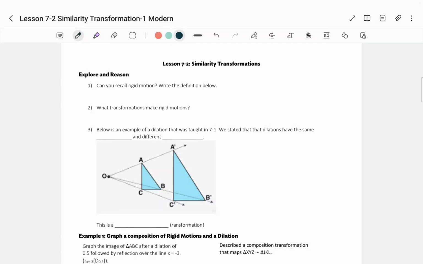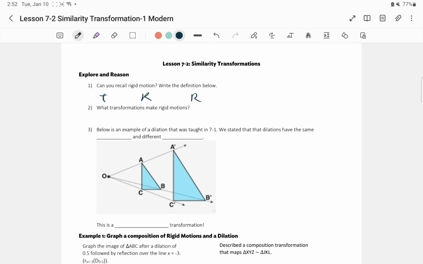This is lesson 7.2. We're talking about similarity transformations. Let's get right into it. Number one, can you recall a rigid motion? I'll give you a couple of hints here. It starts with a T, an R, and an R. Okay, see if you can write something down for that.